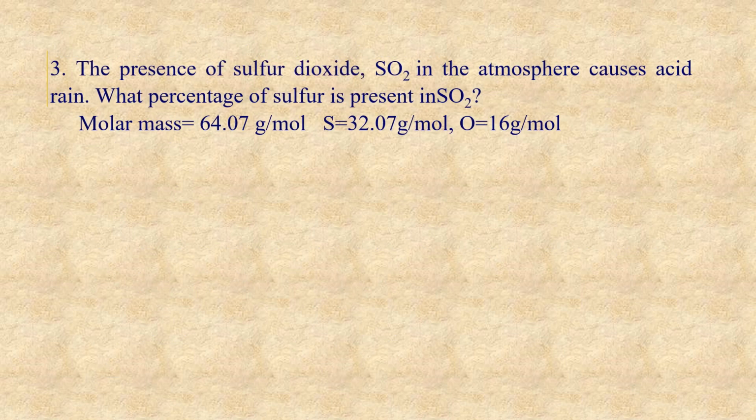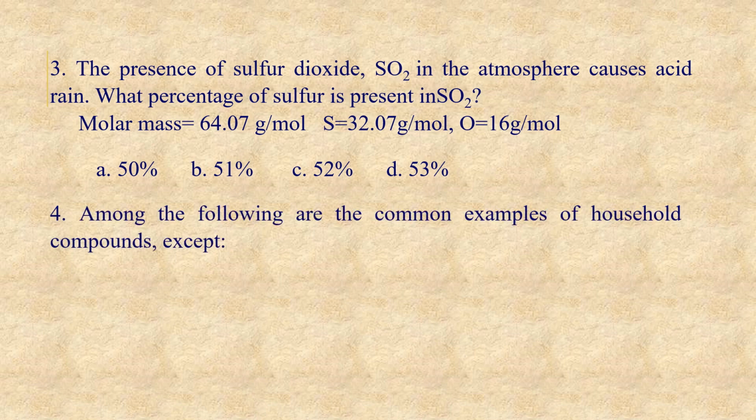Now let's go to question number 3. The presence of sulfur dioxide in the atmosphere causes acid rain. What percentage of sulfur is present in sulfur dioxide? And for question number 4, among the following are the common examples of household compounds, except... If your answer in number 3 is letter A, yes, it's 50%. And for number 4, it's letter D, cement.